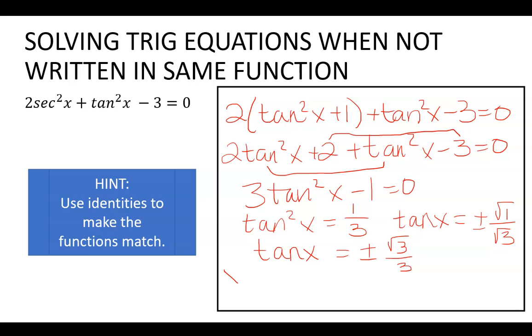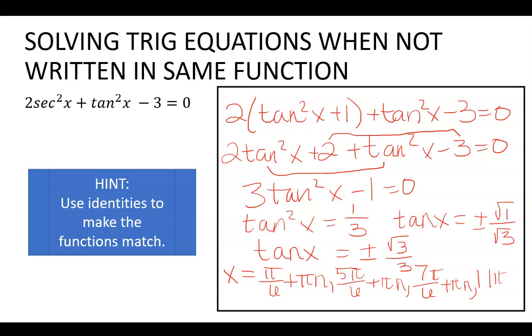Okay, so my x is going to be equal to pi over 6. Tangent has a period of pi. I also find a location at 5 pi over 6. I find another one at 7 pi over 6, and another one at 11 pi over 6. 4 locations. And don't forget, tangent has a period of pi. All right, let's try another one.